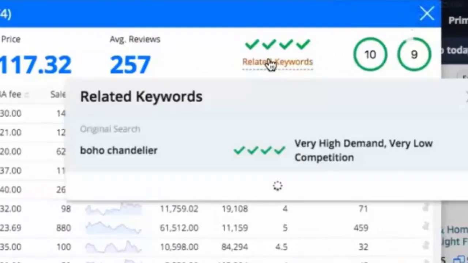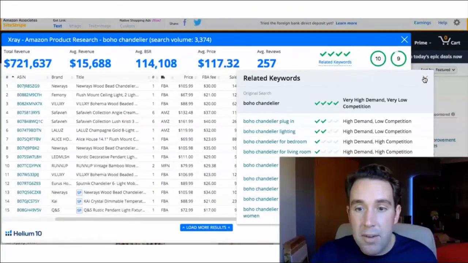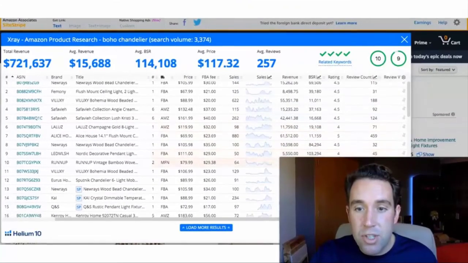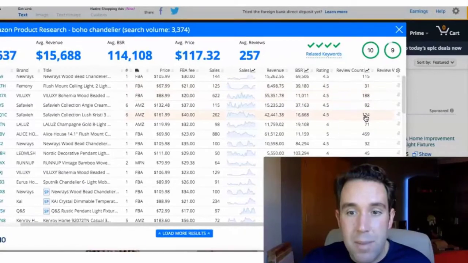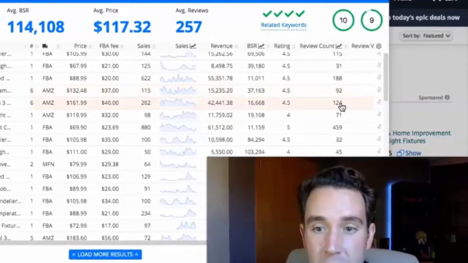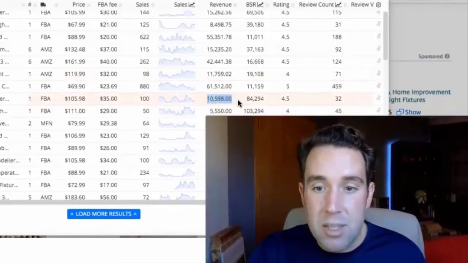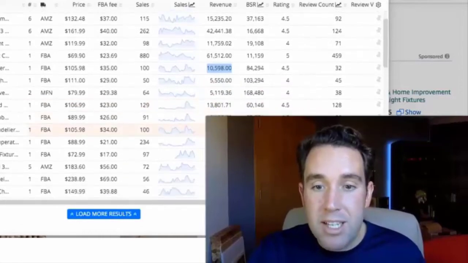If I click on related keywords, very high demand, very low competition for all of the keywords, which is amazing. And then if we go down here, you can see that there's several on page one that are just doing amazing numbers. 92 reviews takes about 3 months, doing 15 grand. 124 reviews takes about 5 to 7 months, doing $42,000 a month. 71 reviews takes about 3 months, doing 11,000. 32 reviews doing 10,000 takes about a month. 128 reviews doing 13,000. Amazing, amazing numbers, guys.